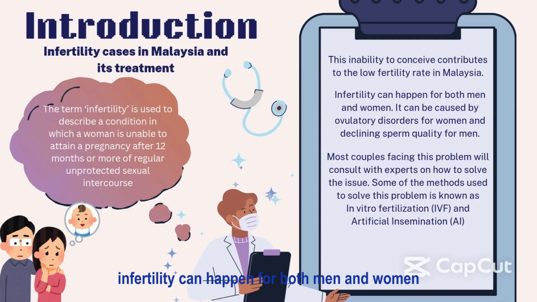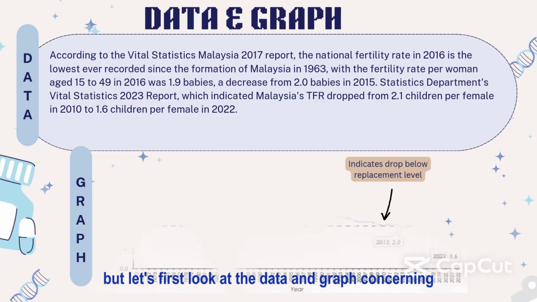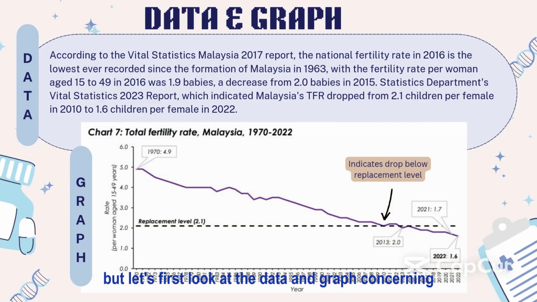Infertility can happen for both men and women. It can be caused by ovulatory disorders for women and declining sperm quality for men. Most couples facing this kind of problem would consult with experts on how to properly solve the issue. Some of the methods used are known as IVF and AI. IVF, which is known as in vitro fertilization, and AI, artificial insemination. Let's first look at the data and graph concerning the infertility rate.